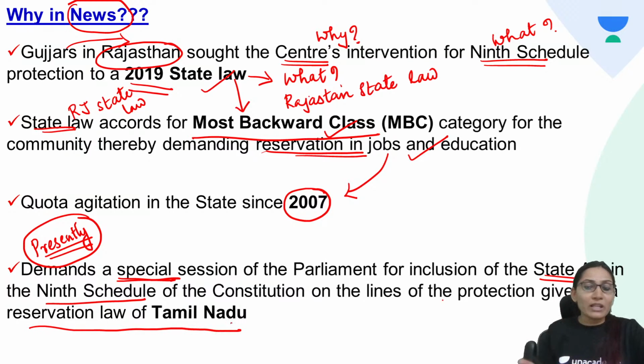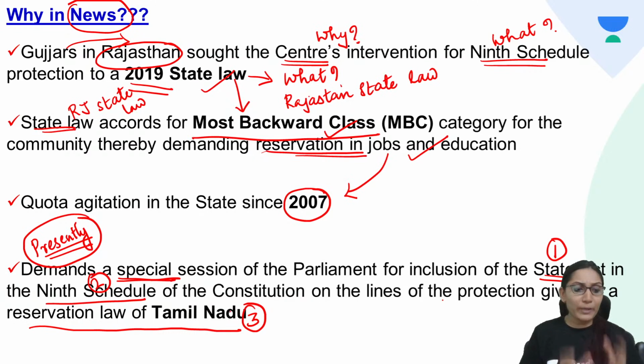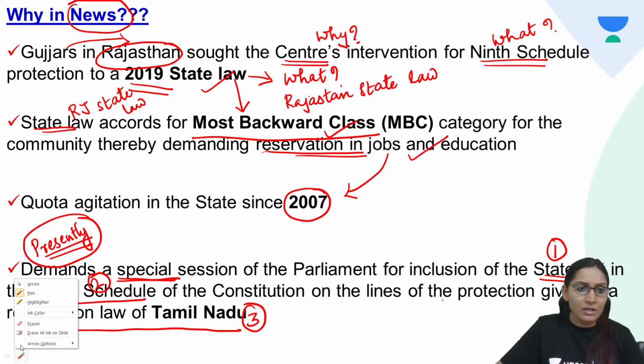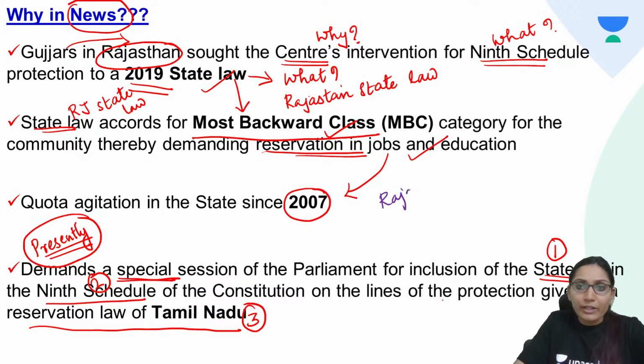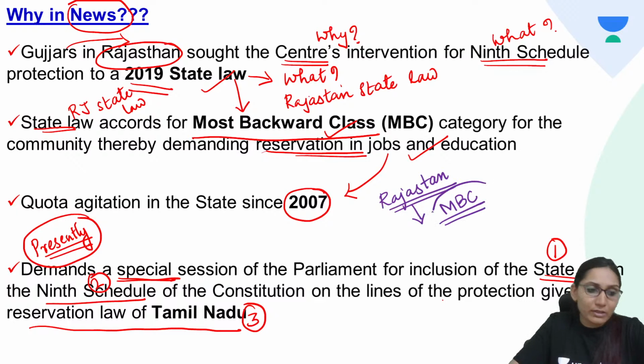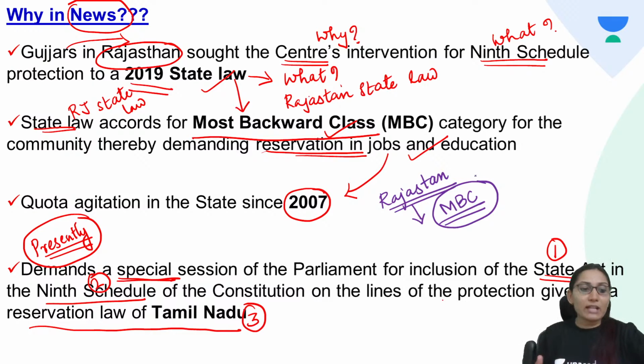Here 3 things need to be discussed. One, what is the State Act? Second, what is the 9th schedule? And third, what is the protection given to the reservation law in Tamil Nadu. These 3 things are very important from your examination perspective. Let us address each one of them one by one. So first, let us take up the State Act. According to the Rajasthan State Act, the Gujjars are considered to be MBC, or most backward class. As they are most backward class, they demand reservation in jobs and education. This is the State Act.